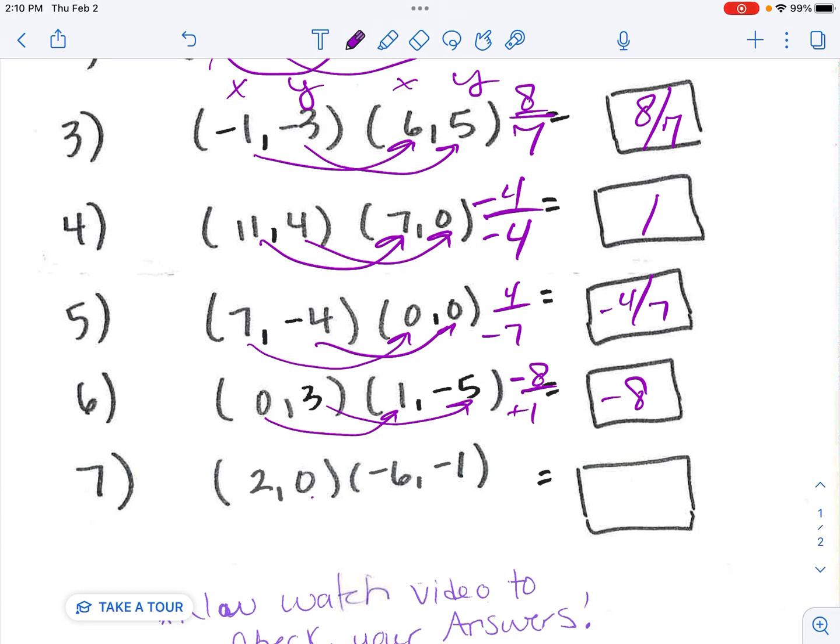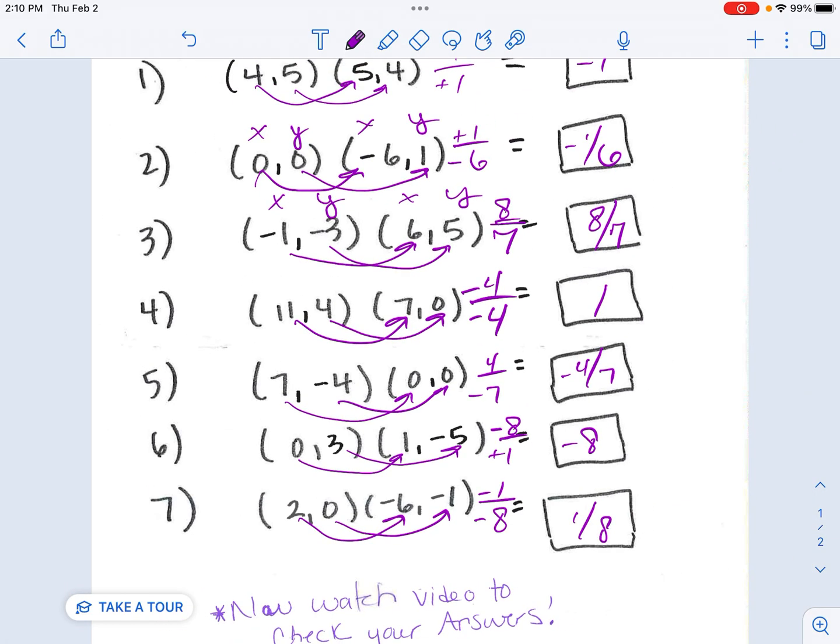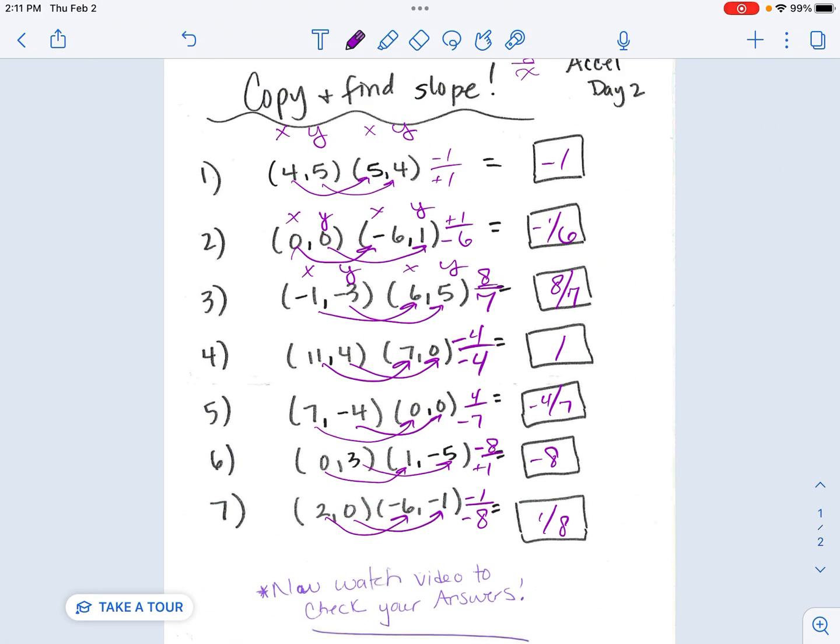And then the last one, from 0 to -1, that's 1 hop to the left, that's negative. From +2 to -6, that's 8 hops to the left, which is also negative. A negative and a negative cancels and forms a positive. So we should have a +1/8.